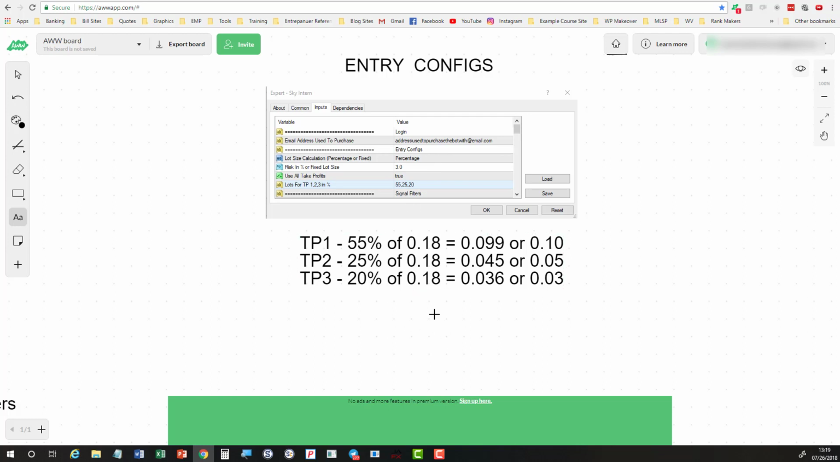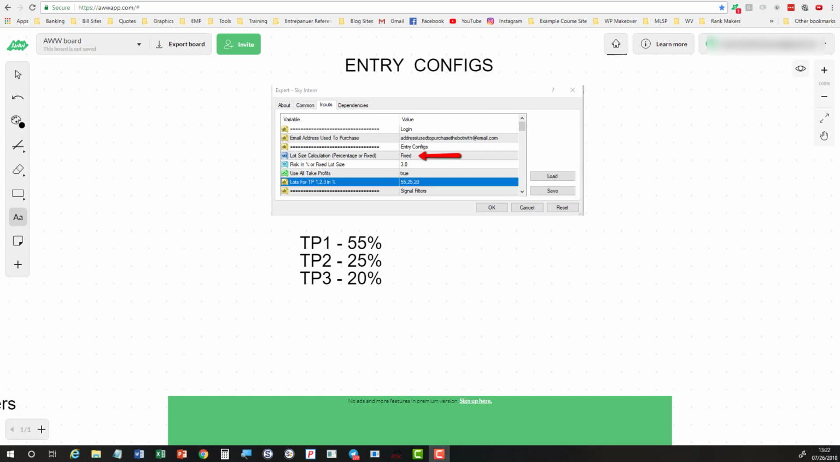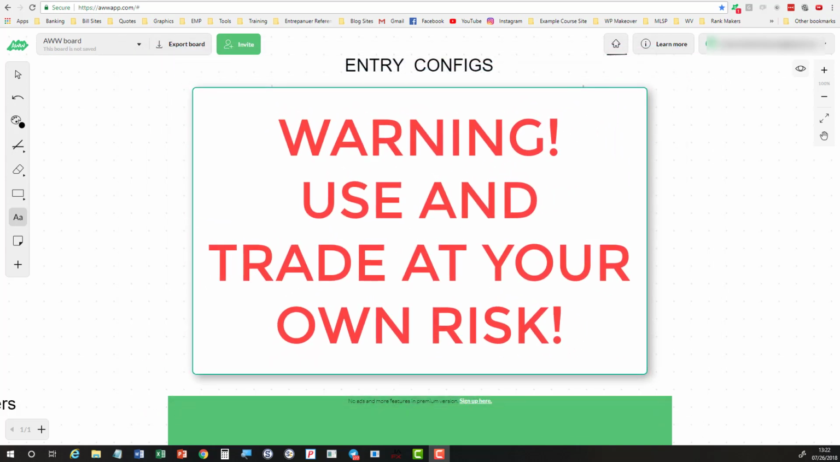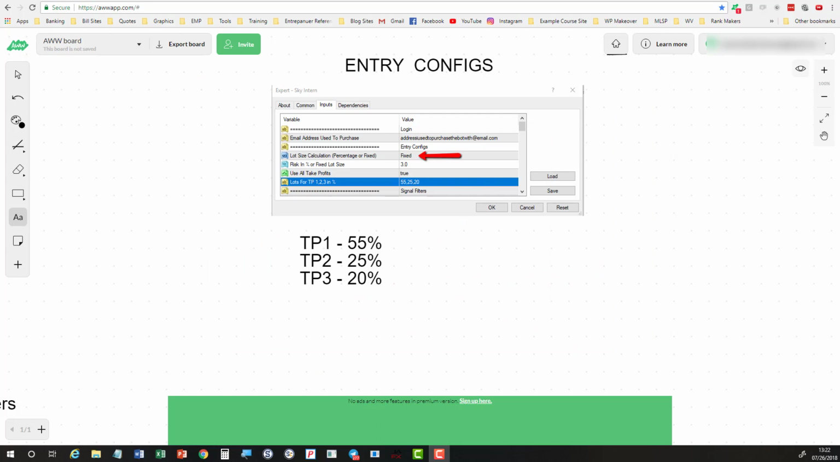Now, this is where it's going to get dangerous, and we're going to talk about the fixed rate. So here we go. If we change the lot size calculation to fixed, now again, I cannot overemphasize this because it's super dangerous, especially if you have a live account. Now I'm going to show you the numbers just so that you really fully understand what's going to happen here. Let's say, for instance, I change that to fixed rate. What this is saying is it's going to use a fixed rate of 3.0. That is a lot size of 3.0, okay?